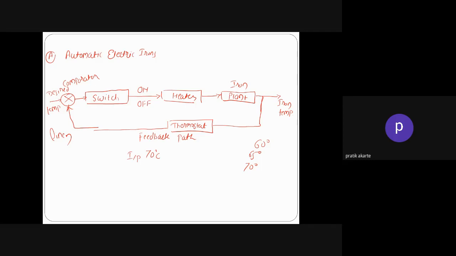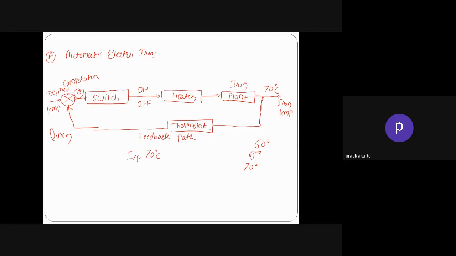and that temperature is compared with the input value. So there will be no error signal over here. When the temperature reaches it, the switch will automatically turn off, and the temperature is maintained at 70 degrees Celsius. After some time, whenever the temperature falls by 1-2 degrees, again the thermostat senses it, and the error signal of 1 degree is sent to the switch, and the switch will make the heater on, and the temperature will be back at 70 degrees.